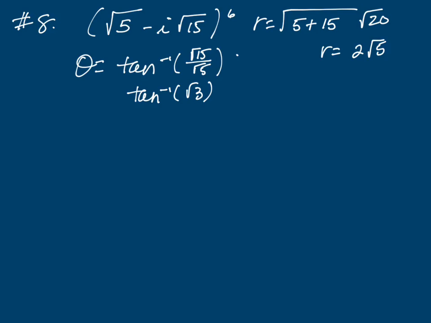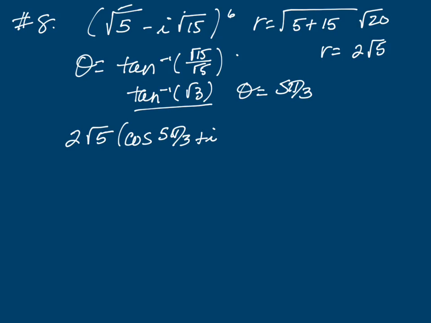What quadrant are we in? We're in the fourth quadrant. We have a positive here and a negative here. So in the fourth quadrant, where is tangent the square root of 3? That would be 5 pi over 3. So theta equals 5 pi over 3. So our polar form would be 2 square root of 5 times the cosine of 5 pi over 3 plus i sine of 5 pi over 3. And then that's all supposed to be raised to the 6th power.